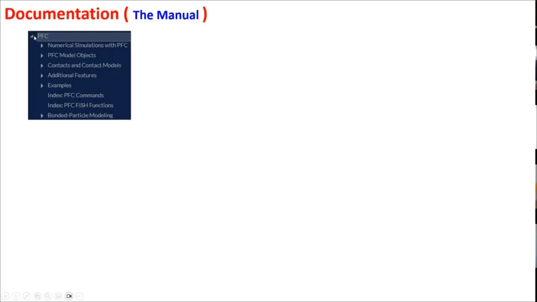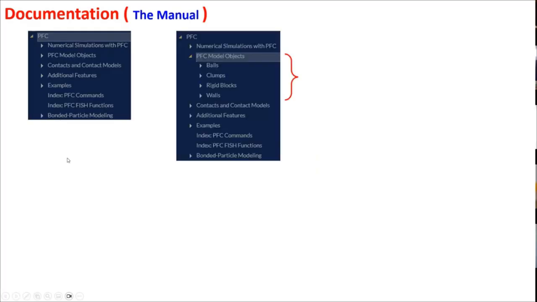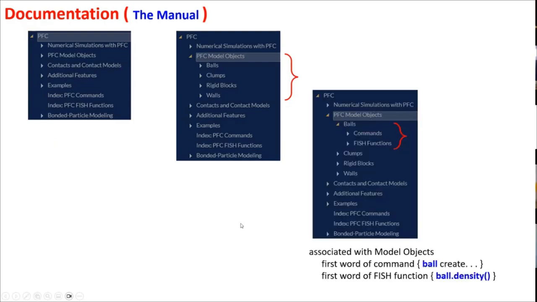Now we go into PFC. Here's the outer level world. We go into the objects of PFC, right? All the commands are grouped by the type of object. So you've got the particles here, the walls, and then contacts have their own section. Each one of these objects has commands and fish functions, right? And again, the first word of the command is the type of object. So it's ball create. And the first word of the fish function is ball dot. Okay.